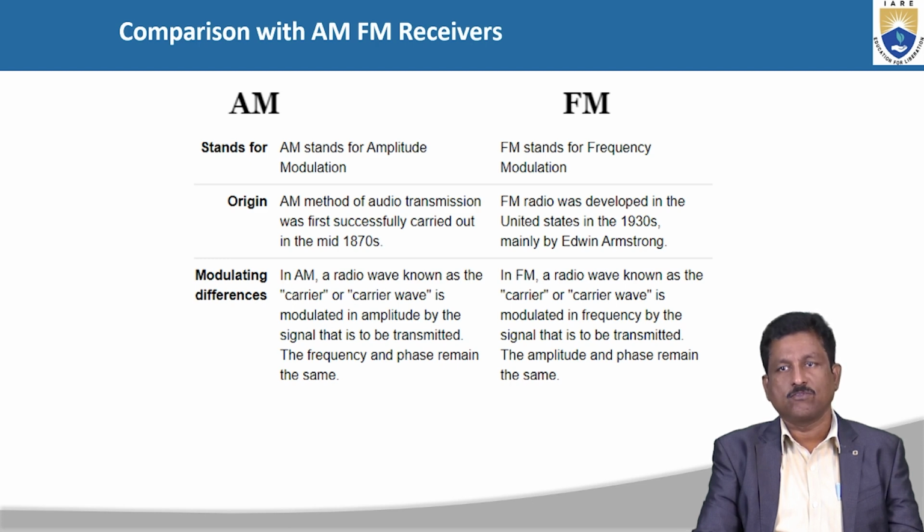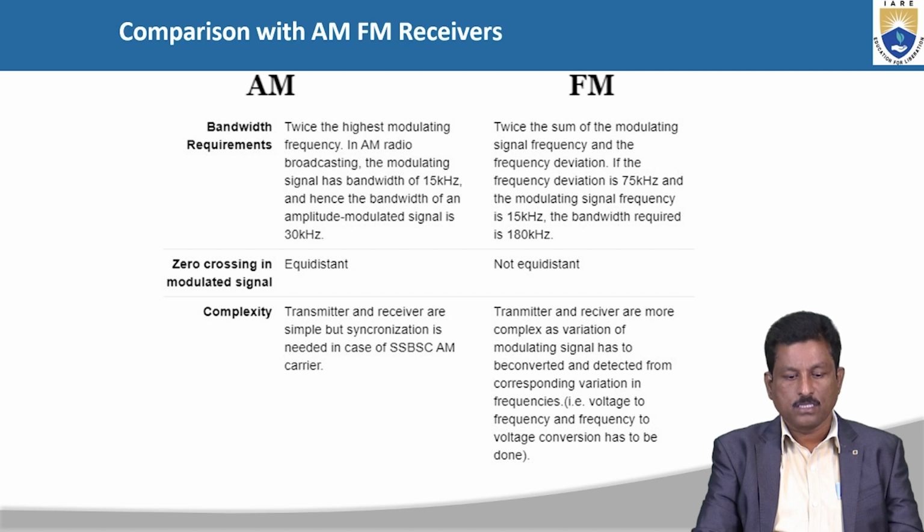In the case of FM demodulation, as we discussed, there is the frequency discrimination method and the phase discrimination method. For AM, we have the square law detector and analog detectors. There are several types. Zero crossing is used in the case of FM. On complexity and bandwidth requirement, AM needs 2 fm only. FM is theoretically infinite, but based on the Carson rule it will be limited to 2 delta f plus fm.